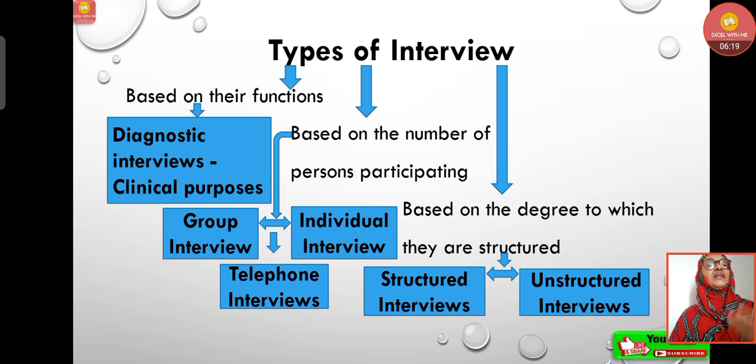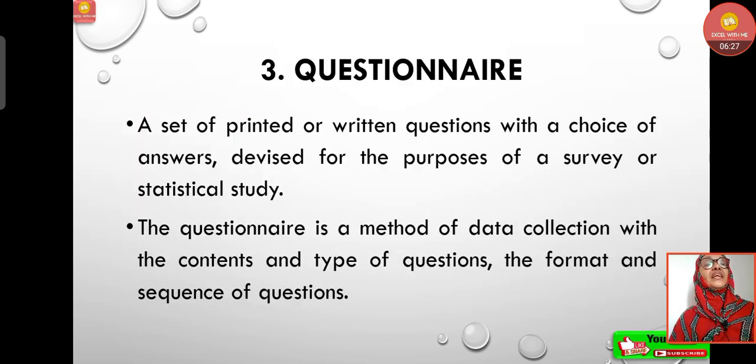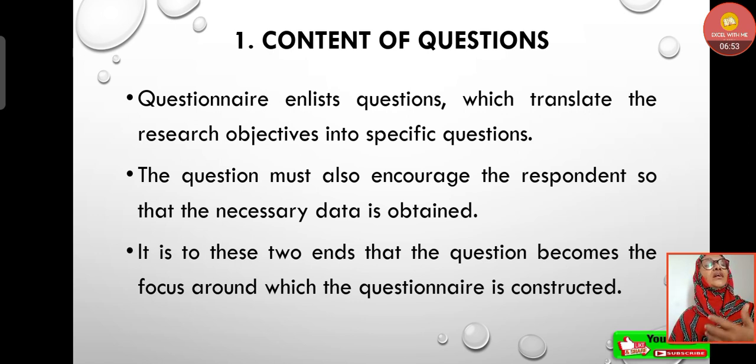Sometimes we go and collect the information from the relevant persons unknowingly, accidentally maybe. Third one is the questionnaire, a set of printed or written questions with a choice of answers devised for the purpose of a survey or statistical study. We use these questionnaires a lot. These help us to understand and analyze things also. The questionnaire is a method of data collection with the contents and type of questions, the format and sequence of questions here.